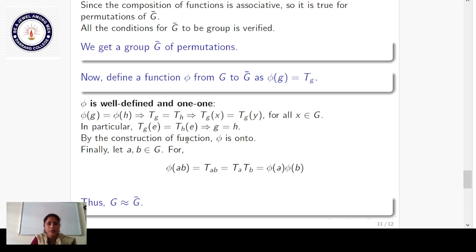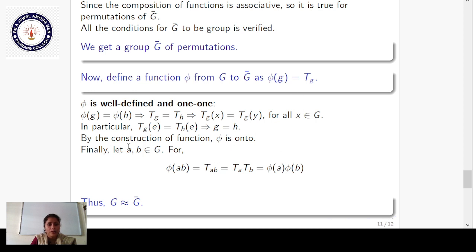Now by the construction of the function, phi is onto. That means you take any element Tg in the permutation group G bar. To form this element Tg, we definitely need this element g from the parent group G. So by definition it is onto.